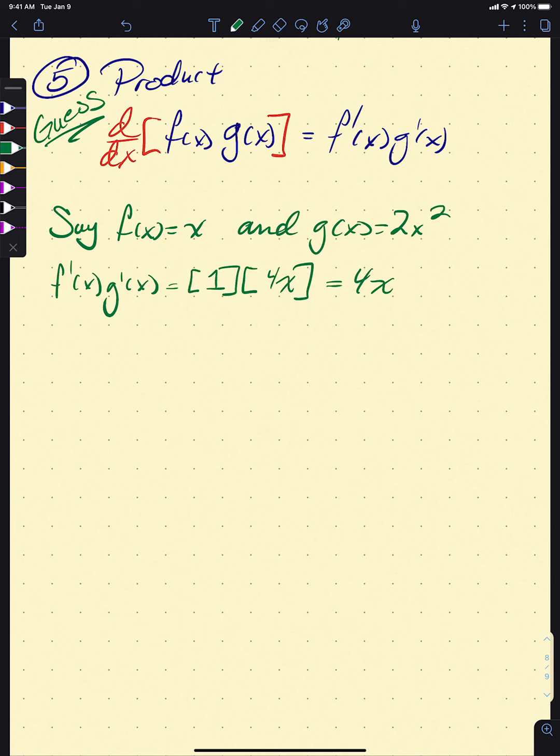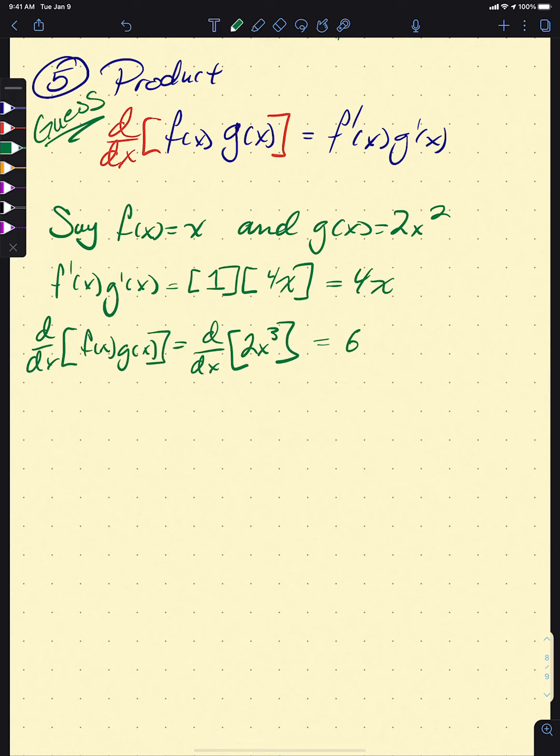Okay, so what if I multiply and then take the derivative? So d/dx of f(x) g(x) is the derivative of, it looks like, 2x cubed. And when I take the derivative of 2x cubed, I'm going to get 6x squared. Our 3 drops down, multiplies by our 2, and 3 minus 1 is 2. And these, unfortunately, are different. So that means that our initial guess at the product rule was not quite right.